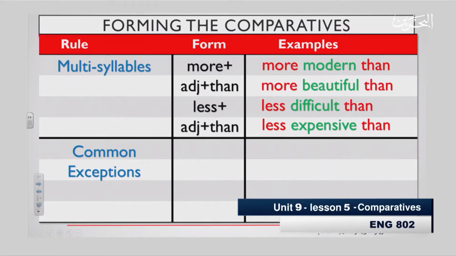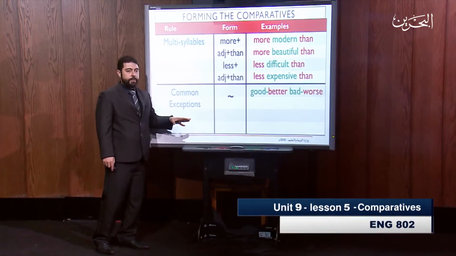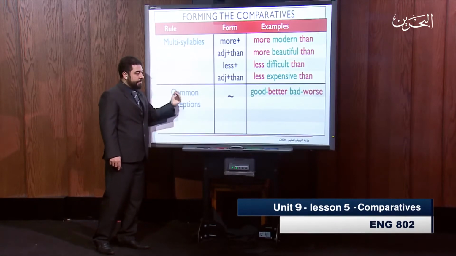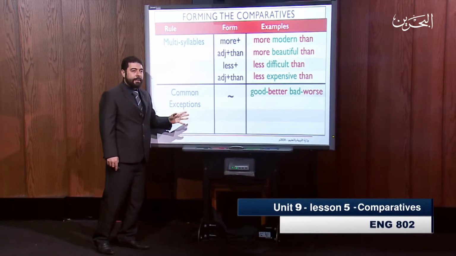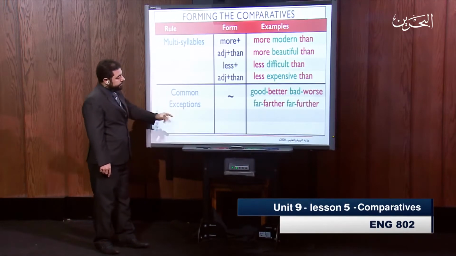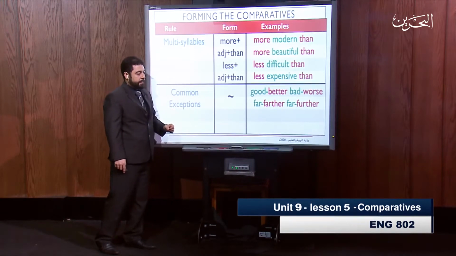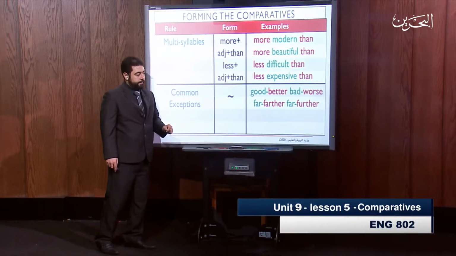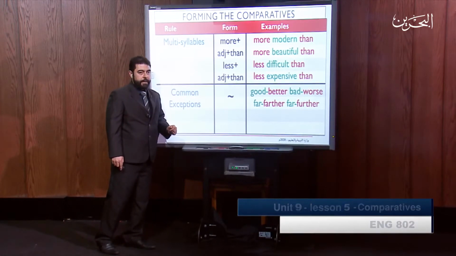You have common exceptions. So we do not have a rule for them. For example, good becomes better. You do not add anything. You change the whole adjective. Bad, worse. You have far. It becomes farther. All right? And sometimes it becomes further. It depends.